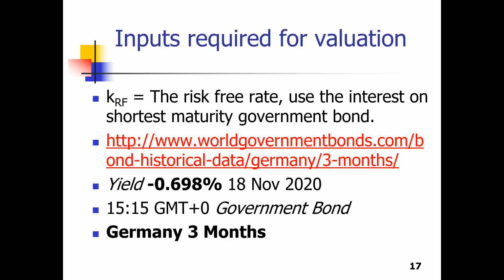But the site that I found it on was worldgovernmentbonds.com, and I have it here for Germany historical data. But you go and find it on the internet, and maybe look at a couple of sources, because sometimes this is less accurate, or you get it from a Bloomberg terminal, which we have.